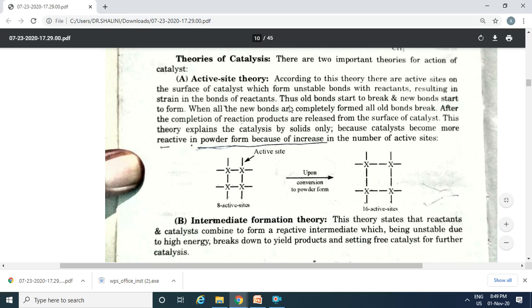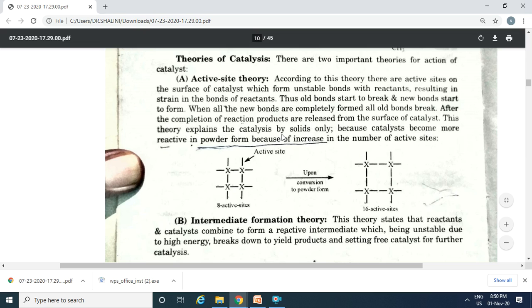According to this theory, there are active sites on the surface of the catalyst which form unstable bonds with the reactants, causing strain in the bonds of the reactants. Thus, old bonds start to break and new bonds start to form. When all the new bonds are completely formed, all old bonds break. So after the completion of the reaction, products are released from the surface of the catalyst.